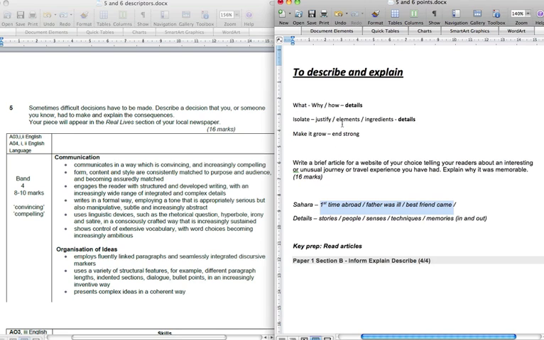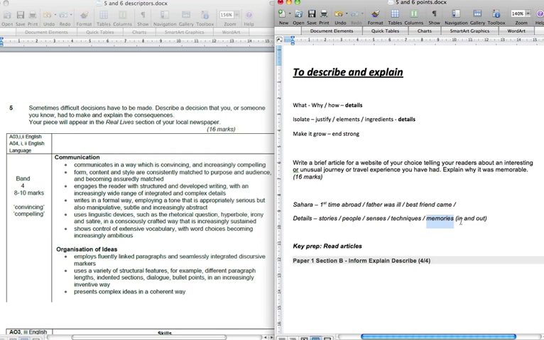And then we have to have the details. So the details here, all the things we're going to pick up on: maybe the stories, the adventures we had, the people that we met, the sensory descriptors of things we saw, touched, how we felt, etc. Literary techniques, just describing those, making the image really strong, and obviously the memories.